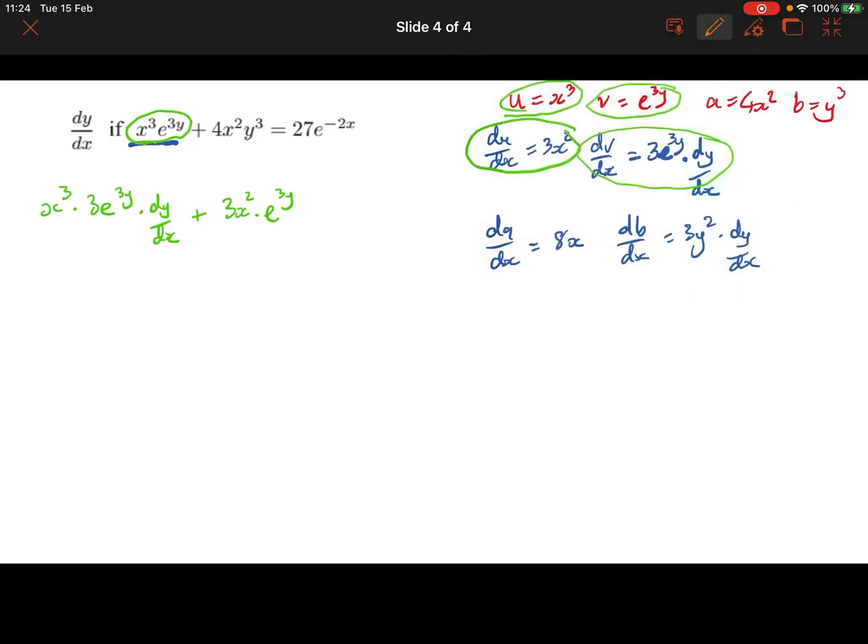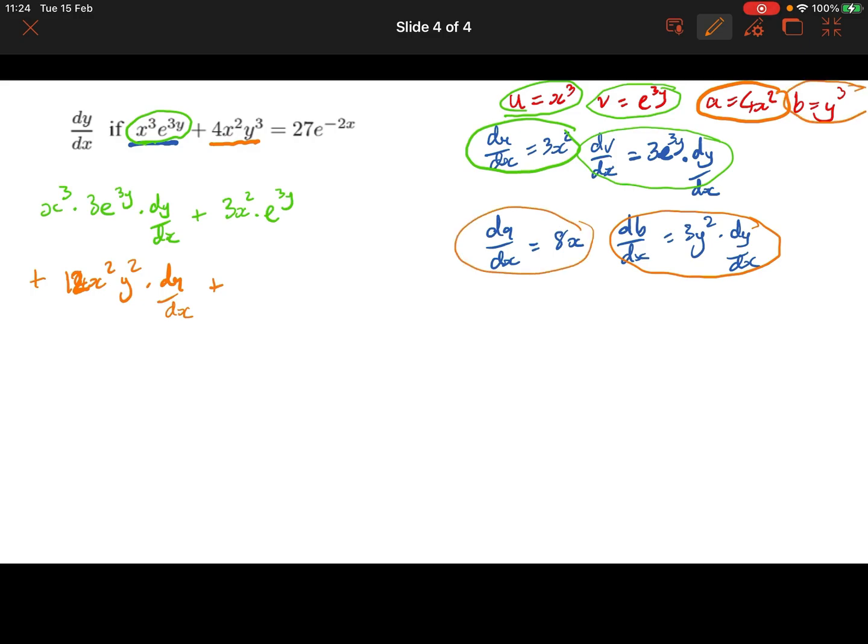Let me do this in orange, so let's do this bit. That is going to be this times this. Okay, so we're going to be adding on 4x squared, it's going to be 12x squared y squared dy dx. Okay, plus this bit times this bit, so that's going to be plus 8xy cubed.